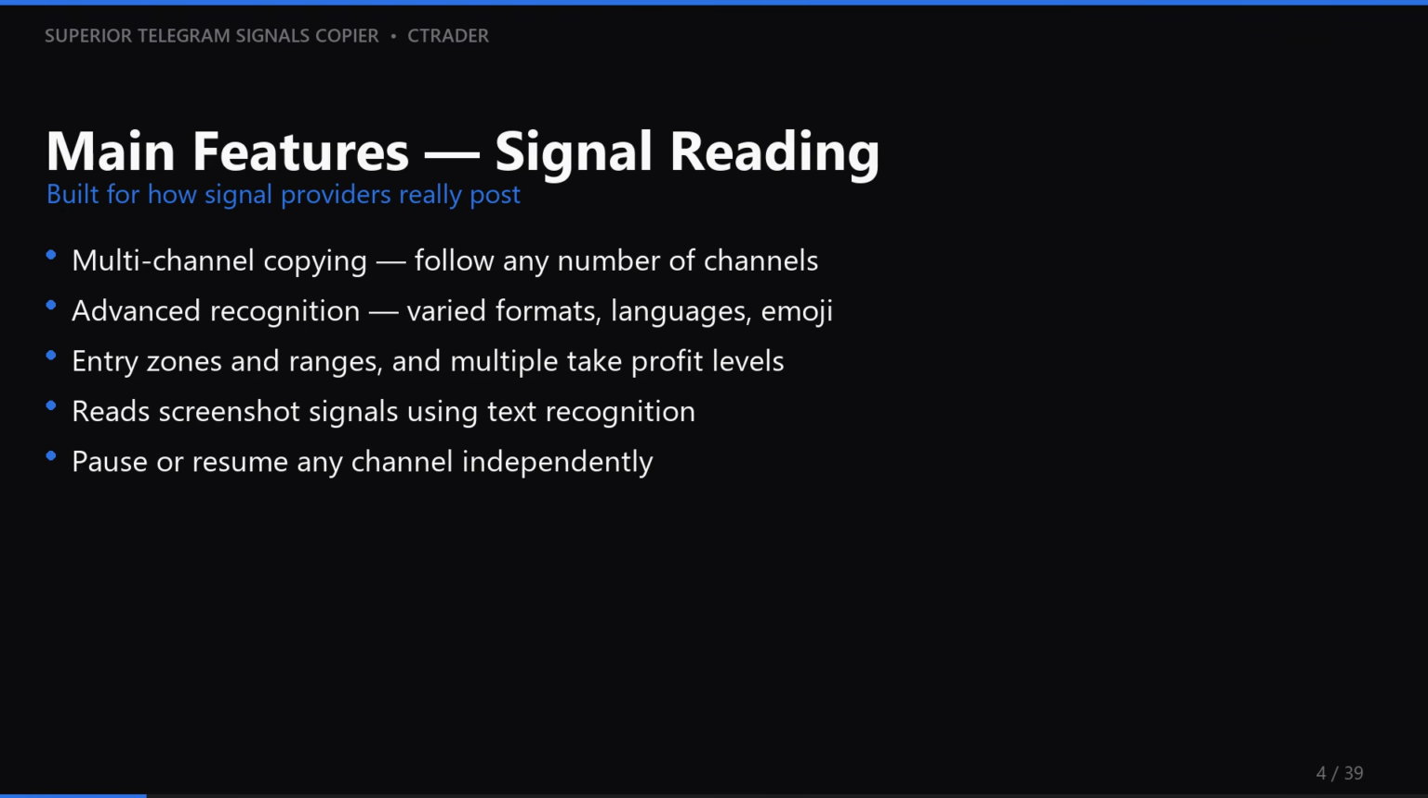Let us look at the main features, starting with signal reading. You can follow any number of Telegram channels or groups at once. The recognition engine understands a wide variety of signal formats, several languages, and buy and sell wording written in many different ways. It handles entry zones and ranges as well as single prices, and it reads several take profit levels from one message. Signals posted as pictures are read using built-in text recognition. Any channel can be paused and resumed on its own, without affecting the others.